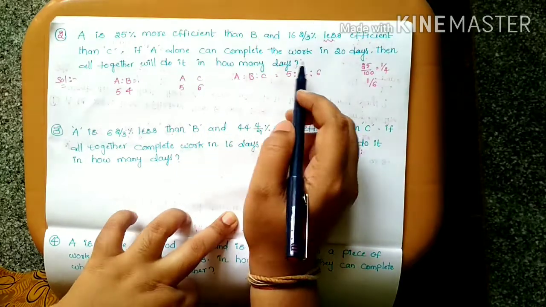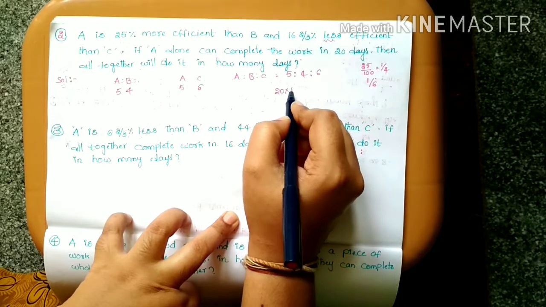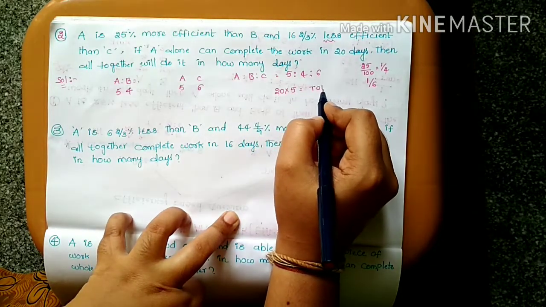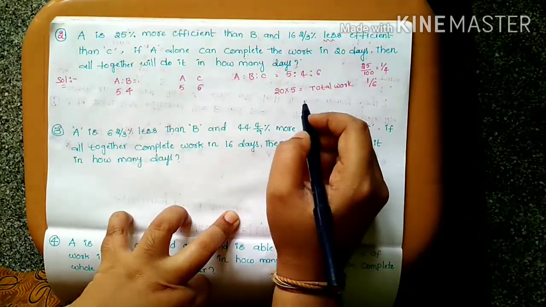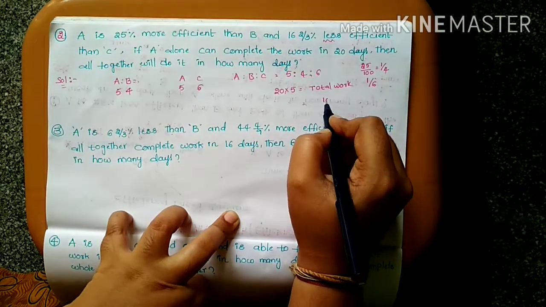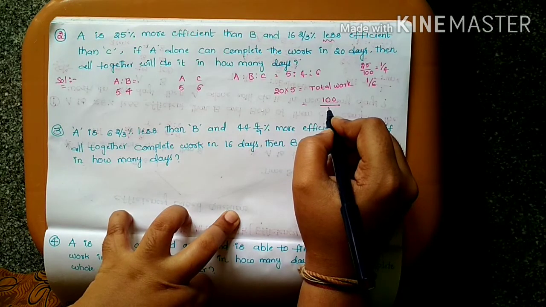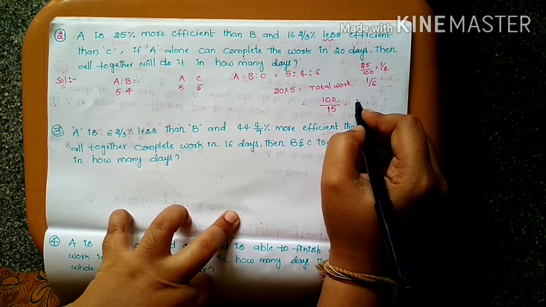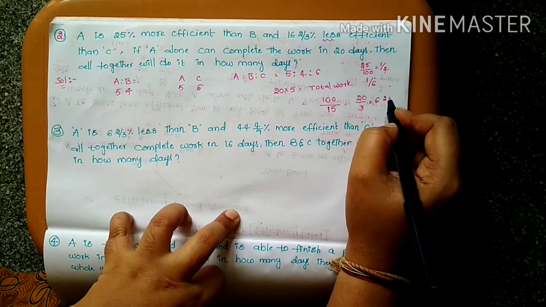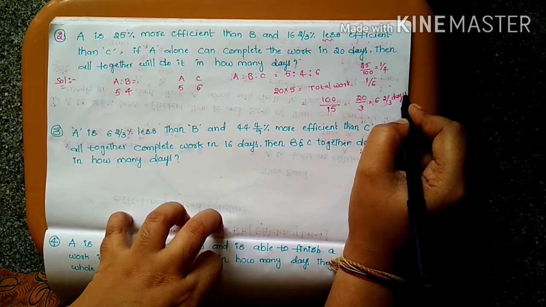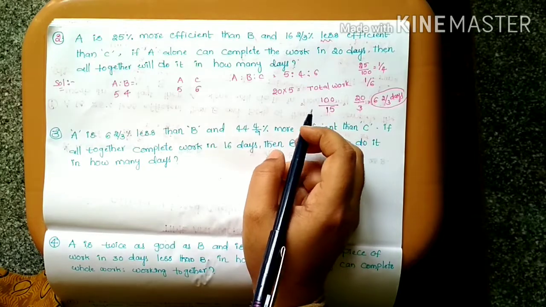Here A alone can complete the work in 20 days. So 20 into 5, 100, is the total work. Then how many days all together? 100 divided by all: 6 plus 4 is 10, plus 5 is 15. 5 threes are 15, so 20 by 3, that is 6 2 by 3 days. All together can complete the work in 6 2 by 3 days.